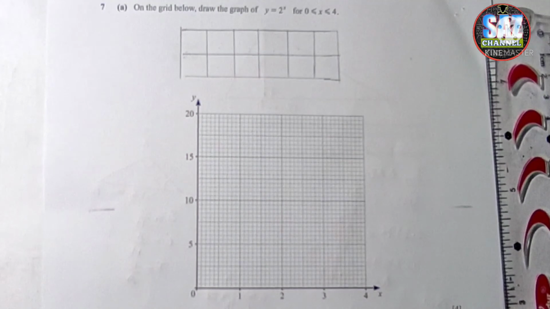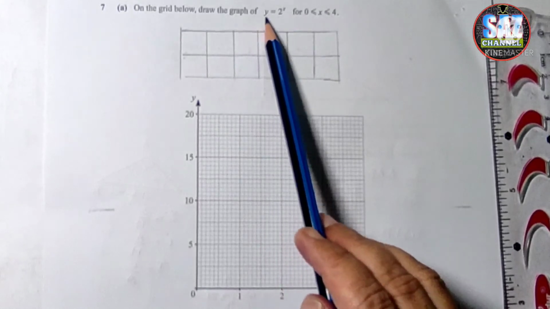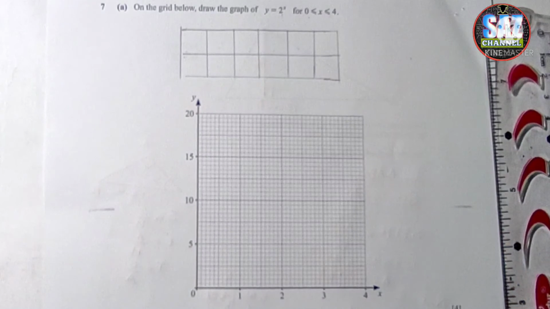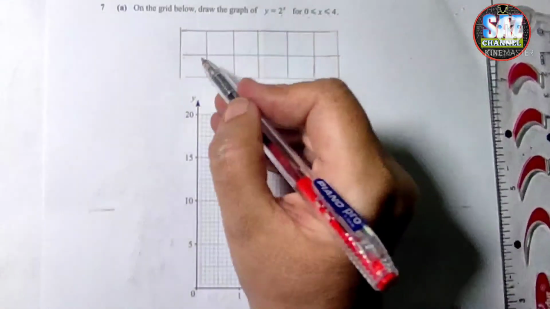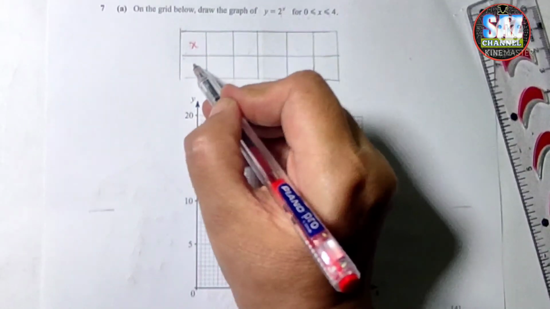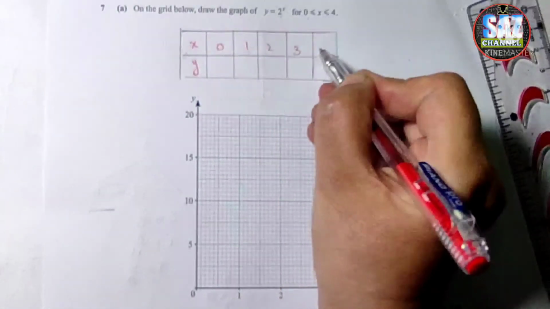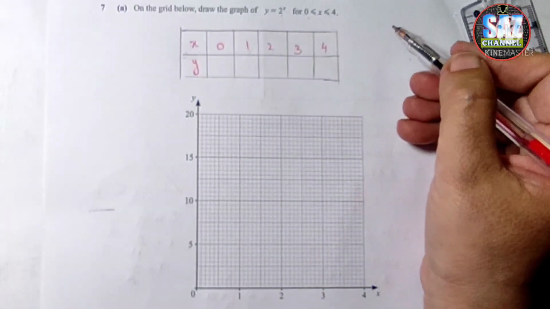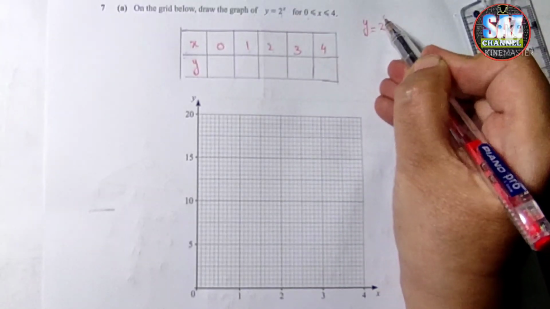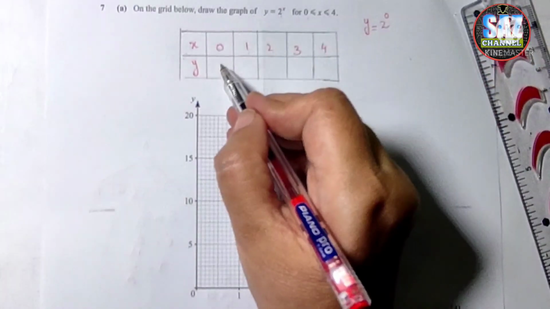Let's move to question number 7. Question 7 says, on the grid below, draw the graph of y equals 2 raised to the power of x for x between 0 and 4. Recall the concept that in order to draw any graph, we first have to make the table of values. The x values can be 0, 1, 2, 3 and 4. Now we put these values one by one in the given equation. When x is 0, 2 raised to power 0 is 1.